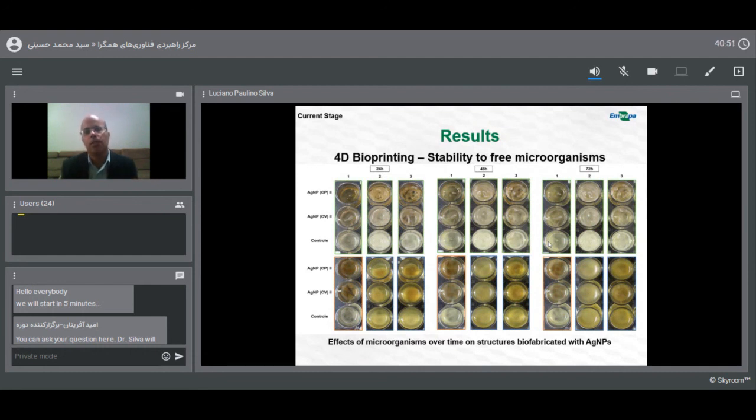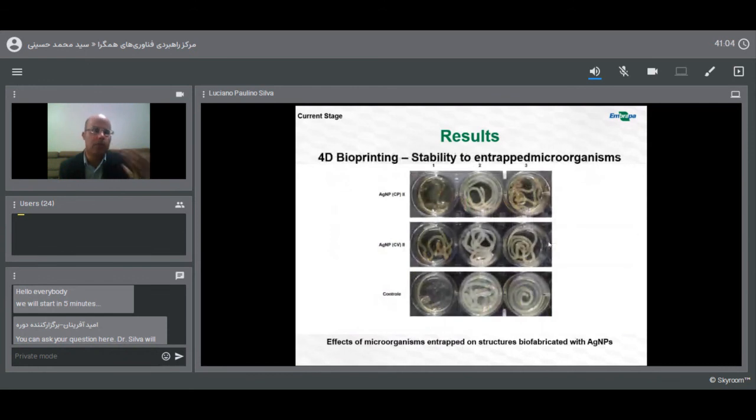We have also studied the stability of these structures to free microorganisms that could be in the culture medium. And in this way, we have evaluated the effects of these microorganisms on structures biofabricated with the use of silver nanoparticles. We have also investigated the stability of entrapped microorganisms, to evaluate if their growth could be suppressed when exposed to silver nanoparticles.